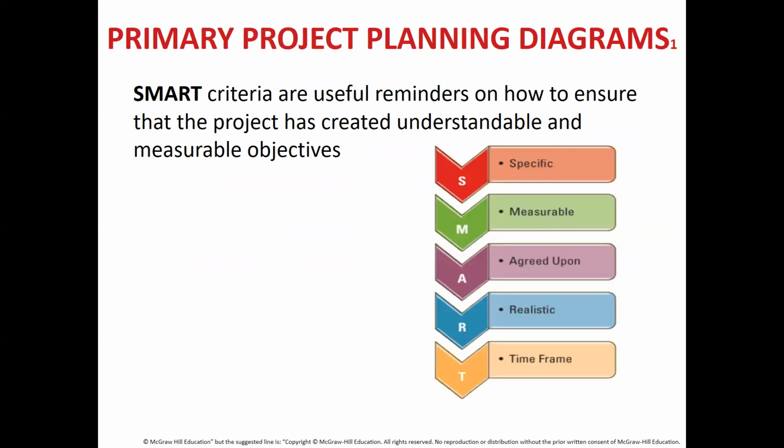SMART, okay, primary project planning diagram. So one of it is SMART. SMART stands for specific, measurable, agreed upon, realistic, and time frame. Criteria are useful reminders on how to ensure that the project has created understandable and measurable objectives. So all the objectives need to be specific, they need to be measurable, they need to be agreed upon, they need to be realistic. Why realistic? You need to ensure if you are laying out an objective or a scope, it can be delivered.